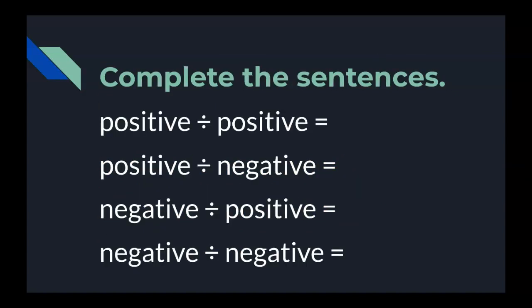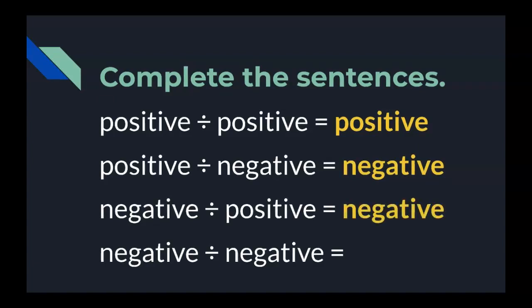Complete the sentences. A positive divided by a positive equals a positive. What about a positive divided by a negative? That always equals a negative. How about a negative divided by a positive? Again, that always equals a negative. And lastly, how about a negative divided by a negative? Well, that's a positive answer.